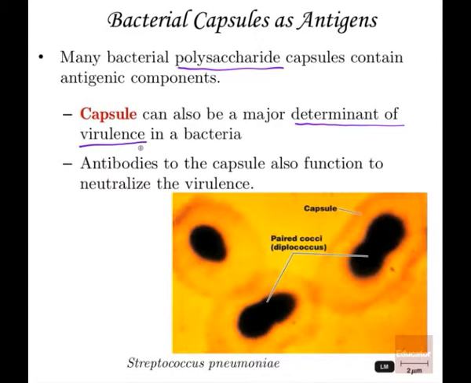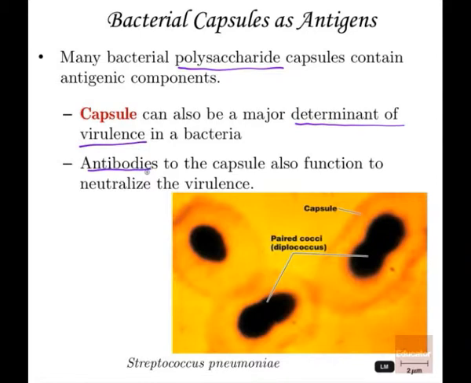Virulence is the capacity to cause disease. So if a pathogen is highly virulent, it's highly pathogenic in relationship to quickly and easily causing disease. And also the disease can be more severe in terms of its level of infection. So antibodies to the capsule, in this case, also can function to neutralize the virulence.